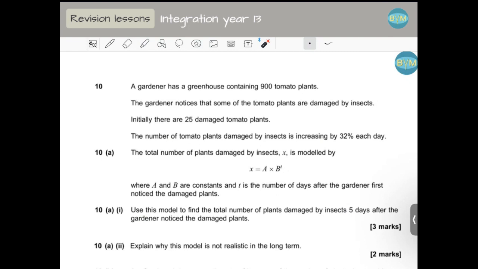They are asking me X when T is 5, which means I need to find the model. So they don't tell me to find A and B, but I need to find them. If not, I cannot find anything else. What do you notice about what is happening? What type of function do I have? So do you understand the question? It's increasing at 32% each day. What type of function or what type of sequence do I have here?